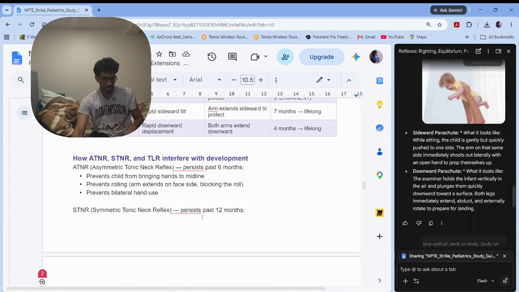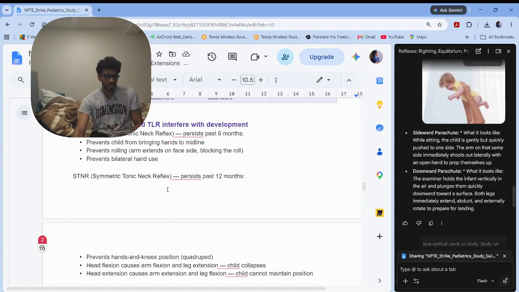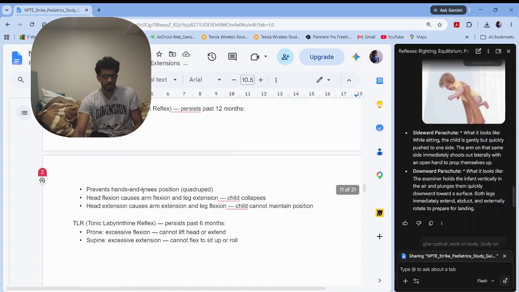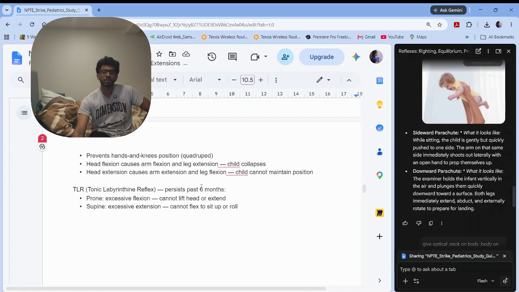Consider this one as the most important. I will explain how ATNR, STNR, and TLR interfere with development. ATNR, the asymmetric tonic neck reflex, if it persists past 6 months, will prevent the child from bringing hands to midline, prevent rolling, and prevent bilateral hand use. Then we have STNR, the symmetric tonic neck reflex, persisting past 12 months. It will prevent the hands and knees position, so this one will prevent going into quadruped position.